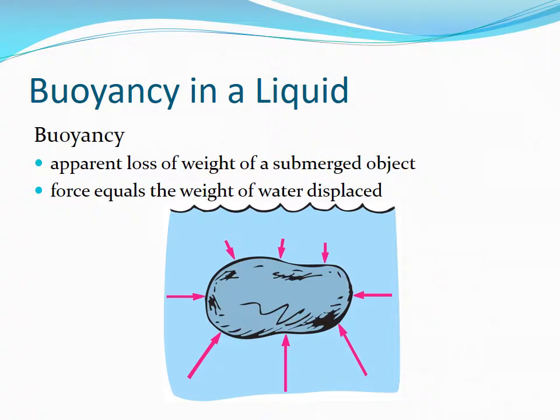Dense objects sink in fluids of lower density. A rock sinks in air or water, and oil floats on the top of water. Basements stay cool in the summer because cool air is denser than warm air.